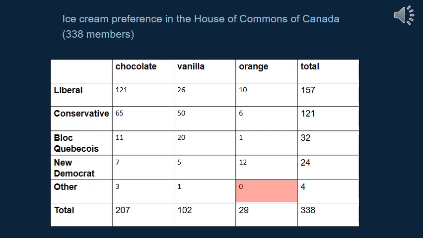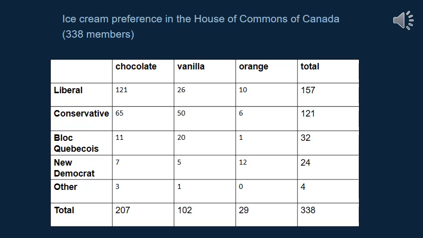And the cell in which I expect to have the lowest number of MPs is the cell for other, because this is the least popular political affiliation, and orange ice cream, because this is the least popular ice cream flavor. And in fact, it's true. I have 0 MPs with other as political affiliation and orange as favorite ice cream flavor. So this is in fact the cell in which I have the lowest number. This is where I expected to have the lowest number.